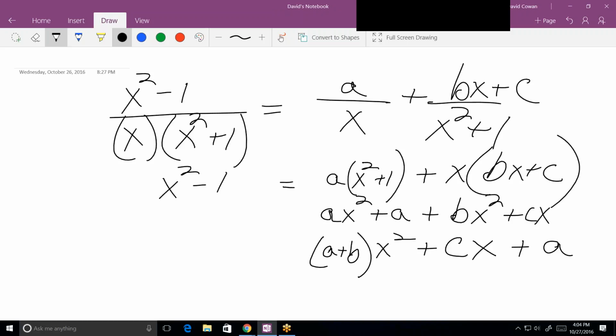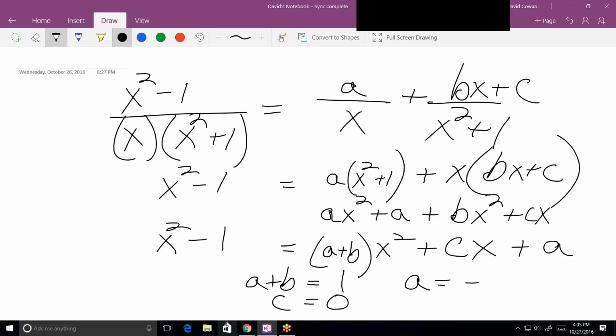Yes. And now, since that has to be equal to x squared minus 1, then we know that A plus B has to equal 1. C has to equal 0 because there is no x term. And A has to equal minus 1, which means if A is minus 1, B is 2.